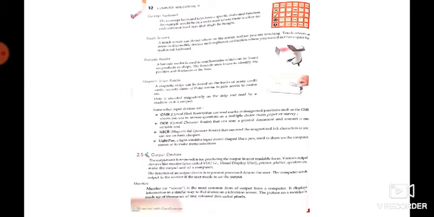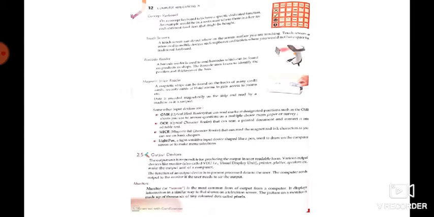Okay, there are various output devices like the monitor, which is also known as VDU, visual display unit, the printer, plotter, and speakers. These are all basic output devices used with the computer system. So let's talk about each one by one.